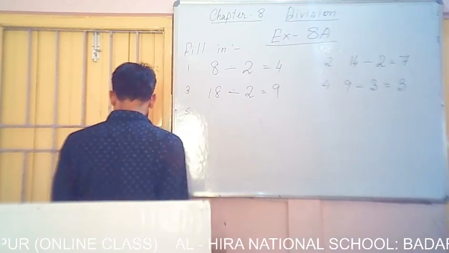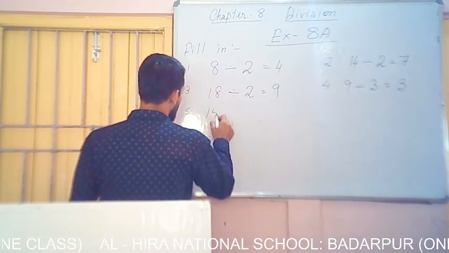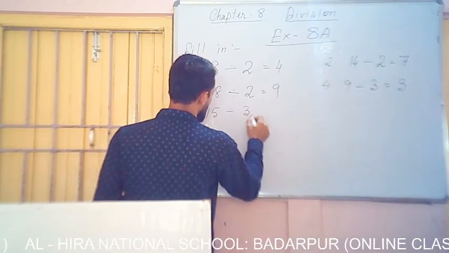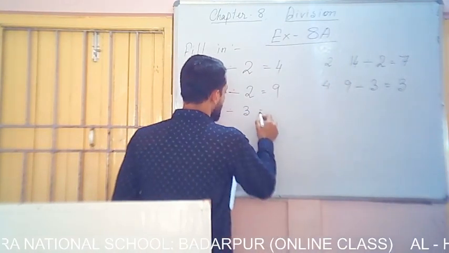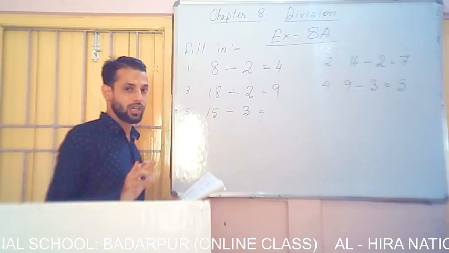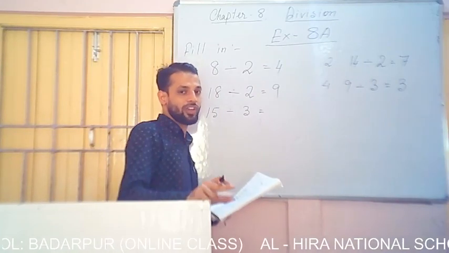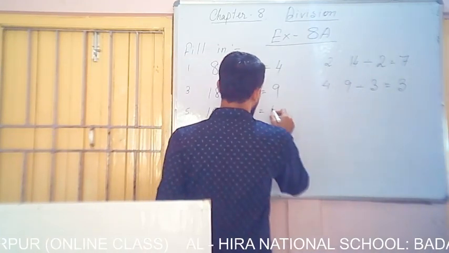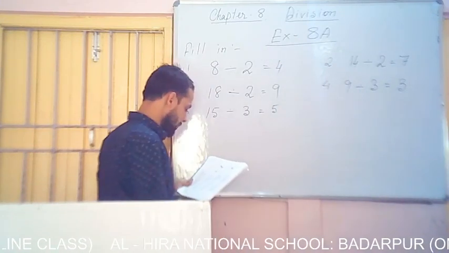Next question number 5 you see. 15 divided by 3. So 15 divided by 3. If we go through multiplication table 3, we will get 3 5s are 15. So we are going to write here 5.